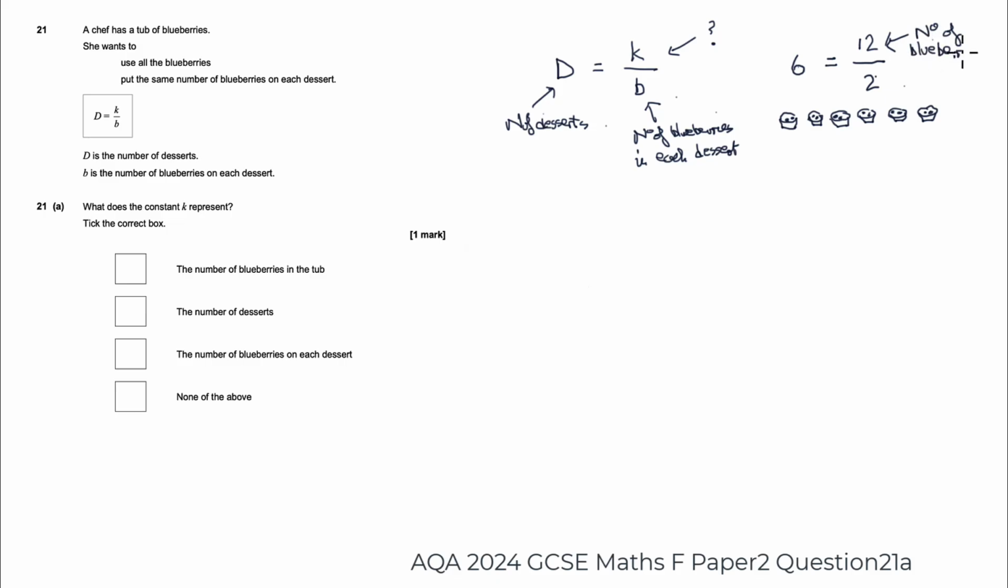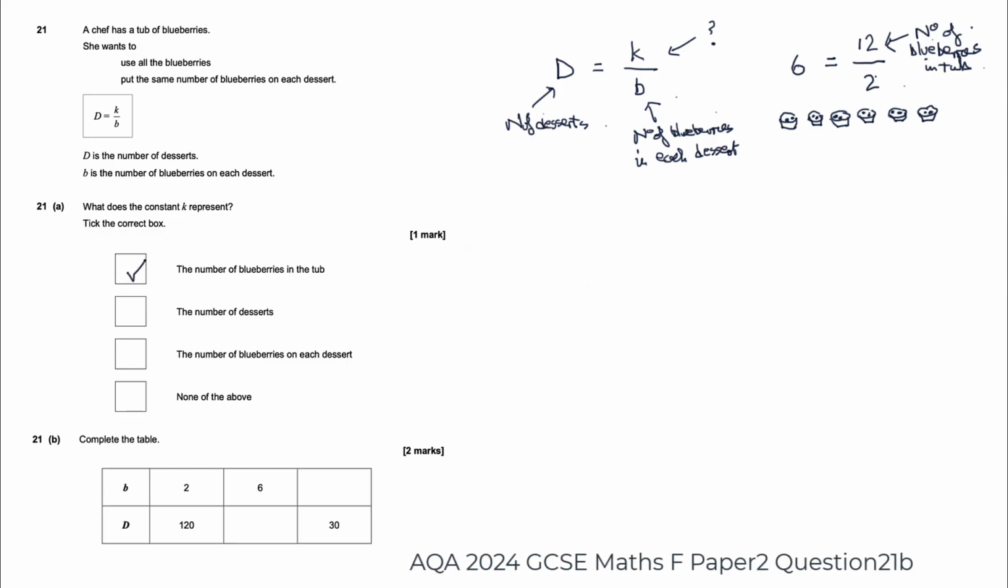So in this simple case, she started out with 12 blueberries in the tub, and she wants to put 2 blueberries in each dessert, and she uses this formula to find out how many desserts she makes. 2 into 12, oh, well, that's 6 desserts I'll make. So what does the constant k represent? It's the number of blueberries in the tub.